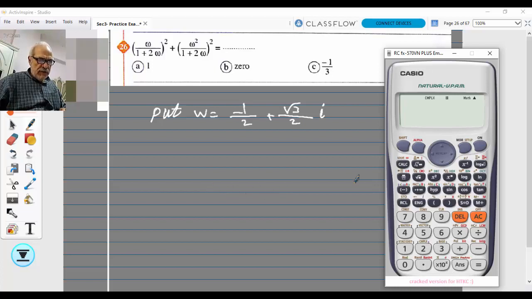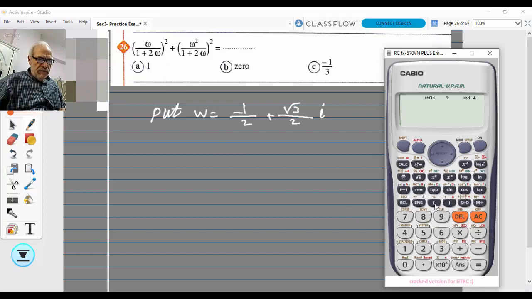So first we write the fraction negative 1 over 2 plus root 3 over 2 i. Where is i? Okay. Then shift RCL and choose x. We store x, then AC again. So instead of omega in this expression, we write x.